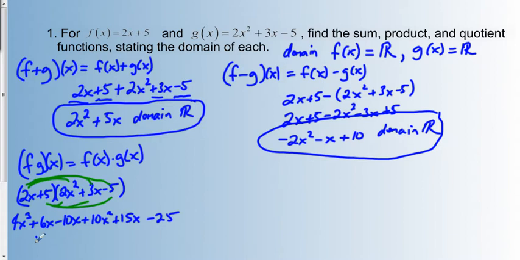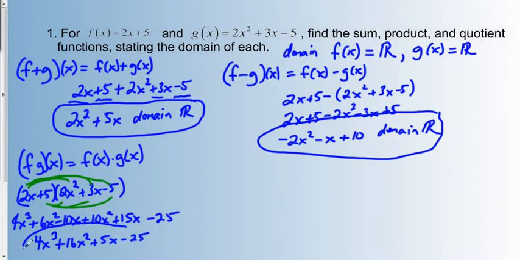4x to the third is the only cubed term. 10x squared. And there's the mistake. I know you caught that. 2x times 3x is 6x squared. You probably already have that fixed on your paper. 16x squared. Negative 10x, positive 15x, positive 5x, negative 25.